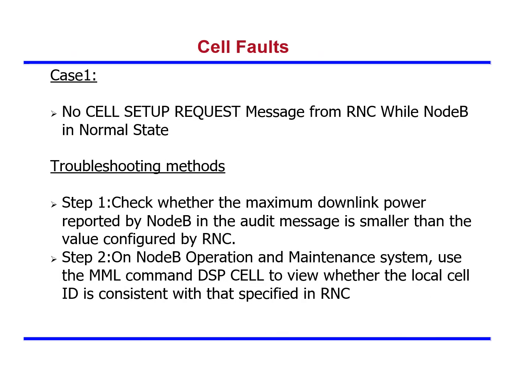Cell faults. Case 1. No cell setup request message from RNC while Node B is in normal state. The troubleshooting methods are: Step 1. Check whether the maximum downlink power reported by Node B in the audit message is smaller than the value configured by RNC. Step 2. On Node B operation and maintenance system, use the MML command DSP CELL to view whether the local cell ID is consistent with that specified in RNC.